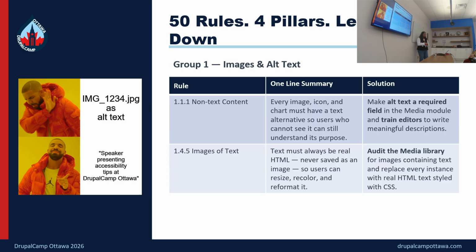And then the next one is 1.4.5, images of text. Text must always be real HTML, never saved as an image, so that the end users can resize, recolor, or make some changes. For example, if you have an image that has text in it, and in future they squeeze or enlarge it, the text doesn't make any sense. So a simple solution is to audit the media library, check all the images that have text in them, replace them, create 2 separate fields for the image and the text, and assign CSS to that text.